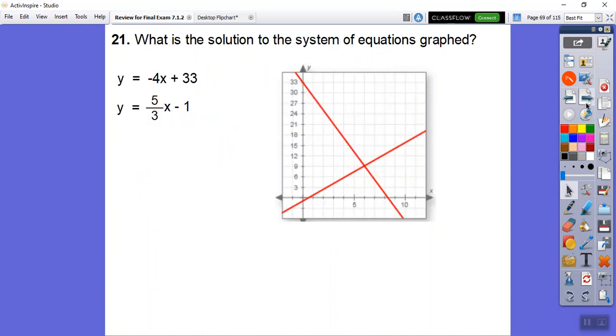Okay. All right, what's the solution to the system of equations graphed? Okay, these are these lines right here. This line right here is this dude, and this line right here is this dude right here. Don't worry about these. Just find out where they intersect. They intersect right there, over 6, up 9.